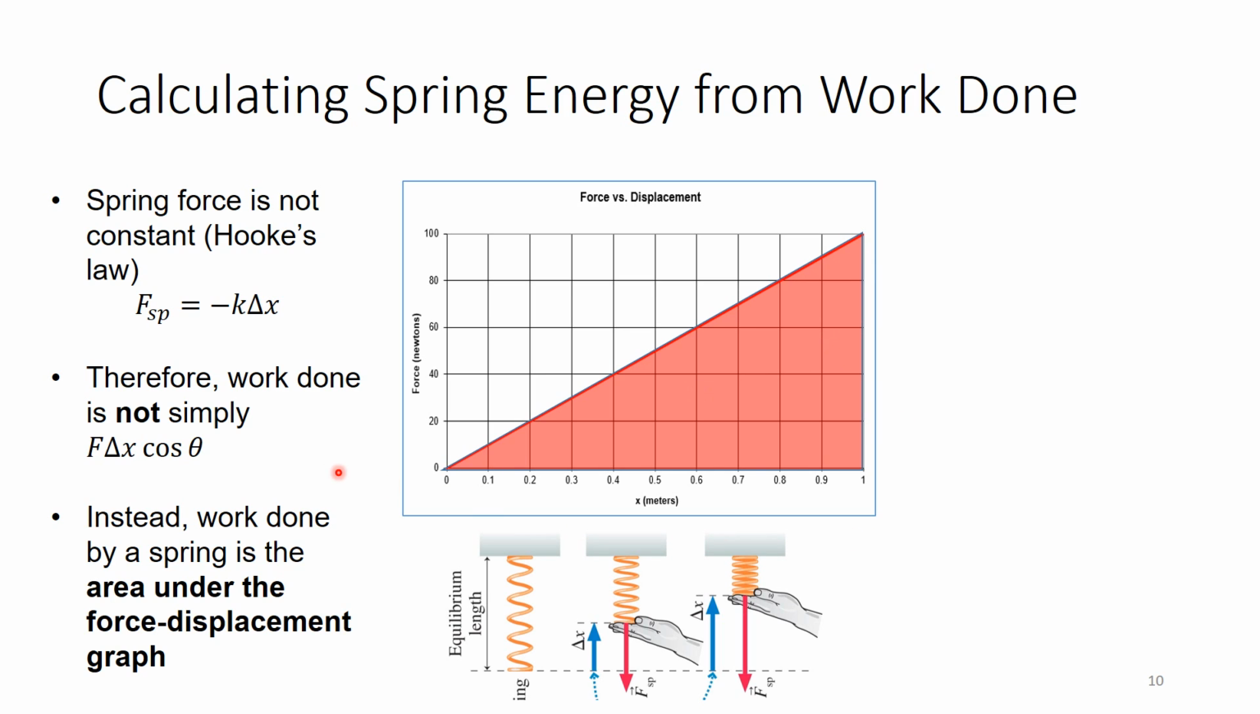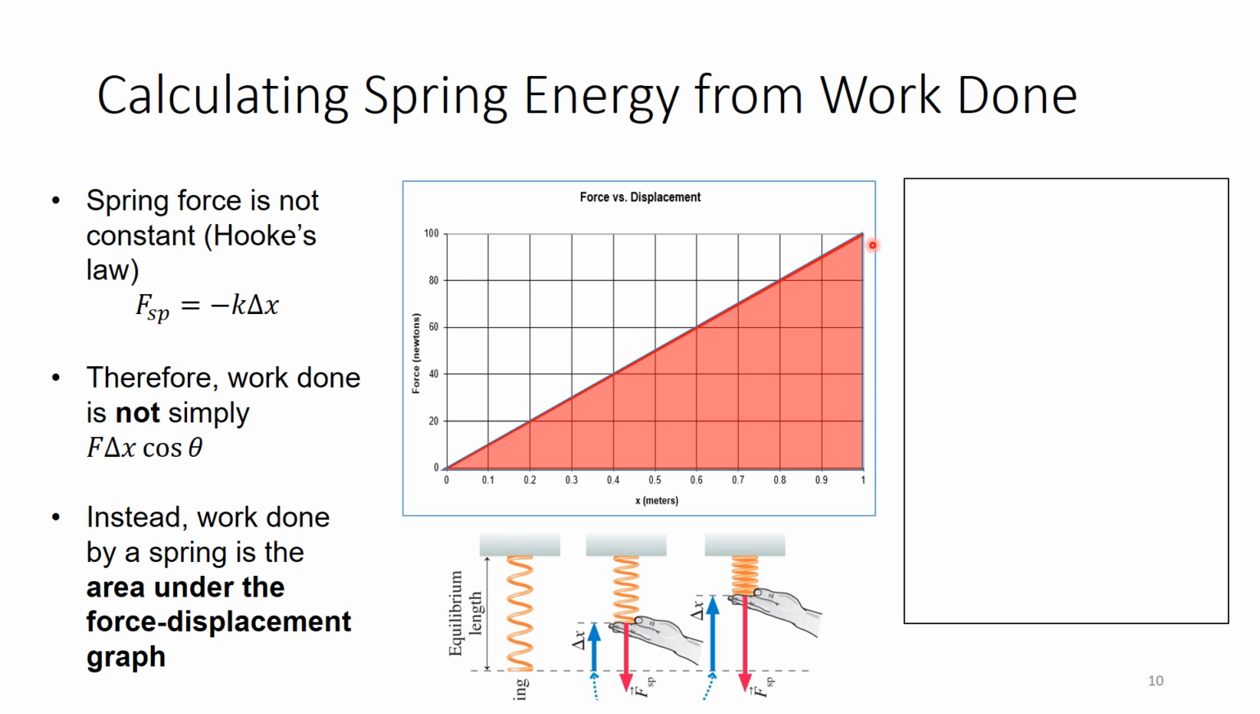This area gives us the work done when we compress the spring from 0 all the way. So let's try to find the area under this graph. This area under the graph will be the work done on the spring, and we know when you do work on something, you change the energy. So in this case, you're doing work on the spring and you change the spring energy. So this area effectively gives you the spring energy when you compress the spring.